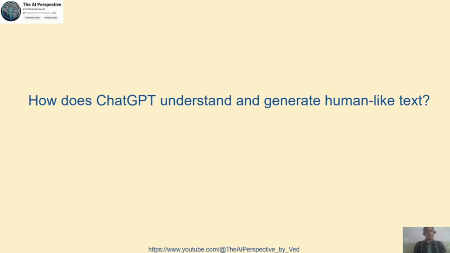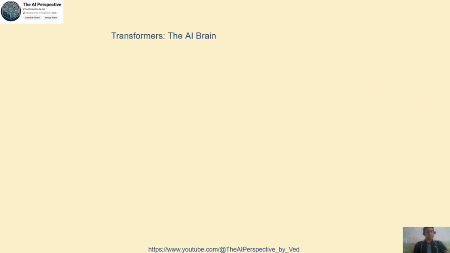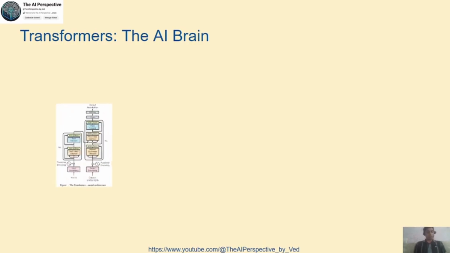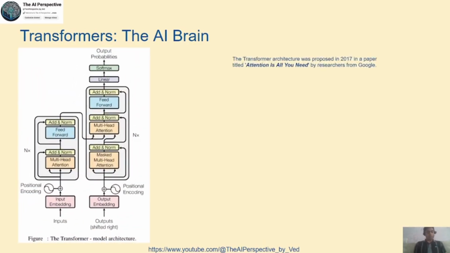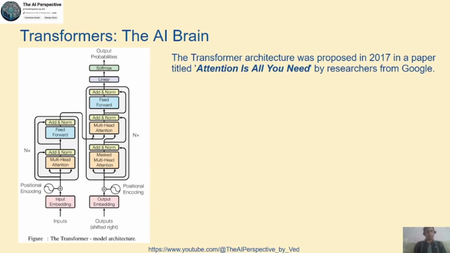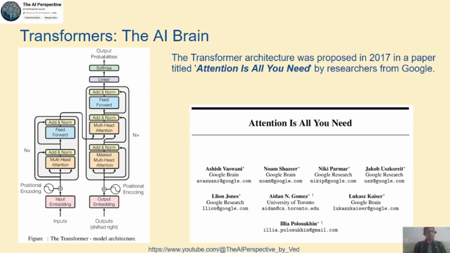How does ChatGPT understand and generate human-like text? This is very important to understand. Transformer is the brain of AI. It is the brain of ChatGPT as well. Introduced in the 2017 paper, Attention Is All You Need, the transformer model processes the entire sentence at once, making it highly efficient for language tasks.